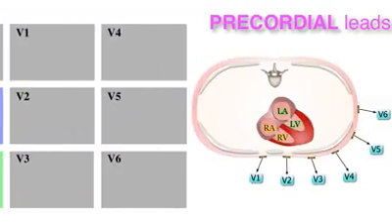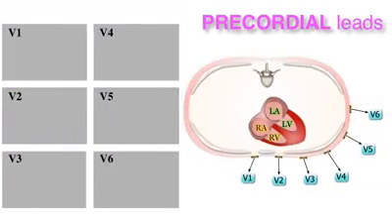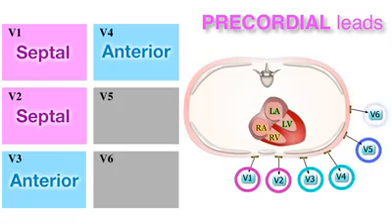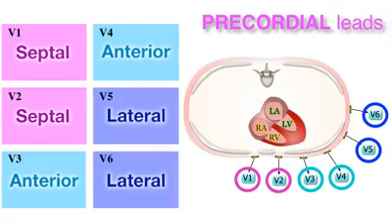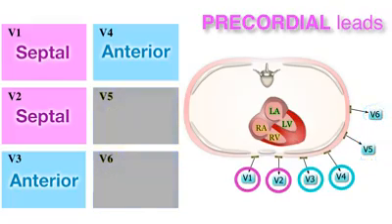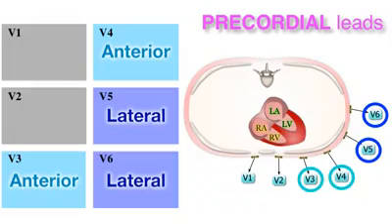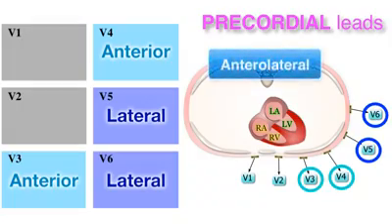If we look now at the precordial leads, which record on their horizontal axis, leads V1 and V2 are deemed septal leads, leads V3 and V4 are anterior leads, and leads V5 and V6 are also considered lateral leads with 1 and AVL. When leads V1 to V4 are involved, it is considered anteroseptal, and when it is leads V3 to V6, it will be called anterolateral.